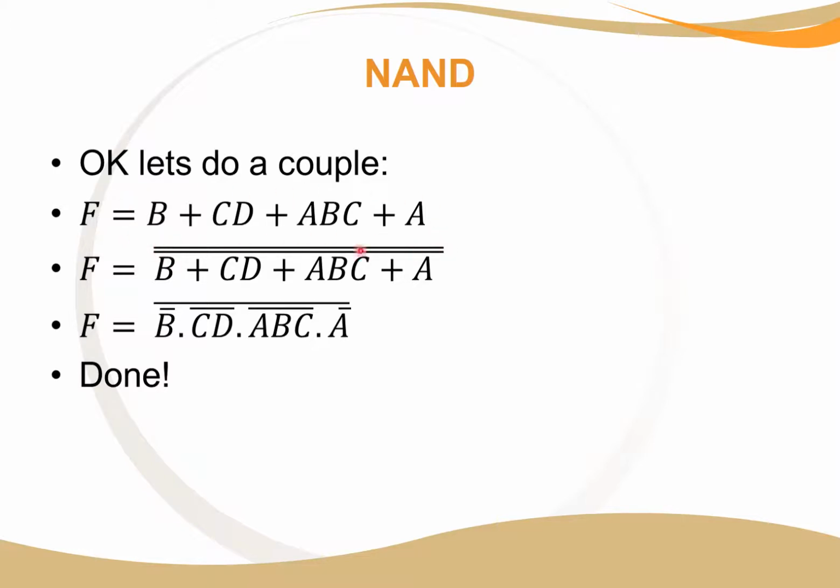We draw the double complement line on top, break the line, change the signs, and now this we can implement with NAND gates. So B goes through a NAND gate by itself and gets complemented. C and D go through a NAND gate. A, B, and C go through a NAND gate, and A goes through a NAND gate by itself. And then all these 4 expressions' outputs are then going through one NAND gate, and we can do it like that.